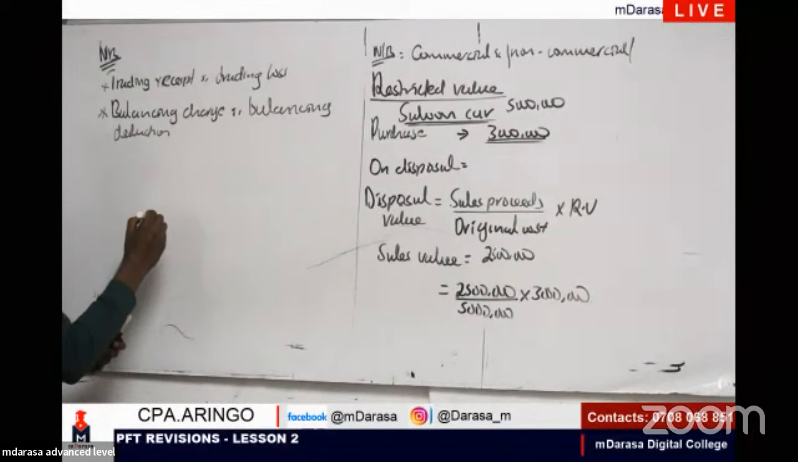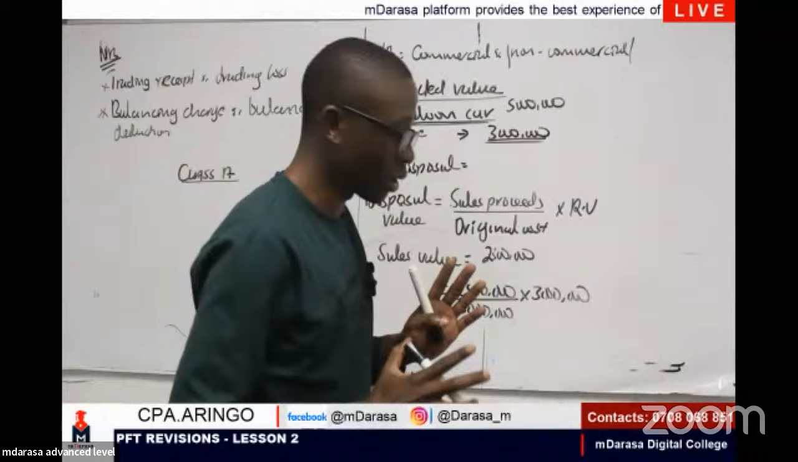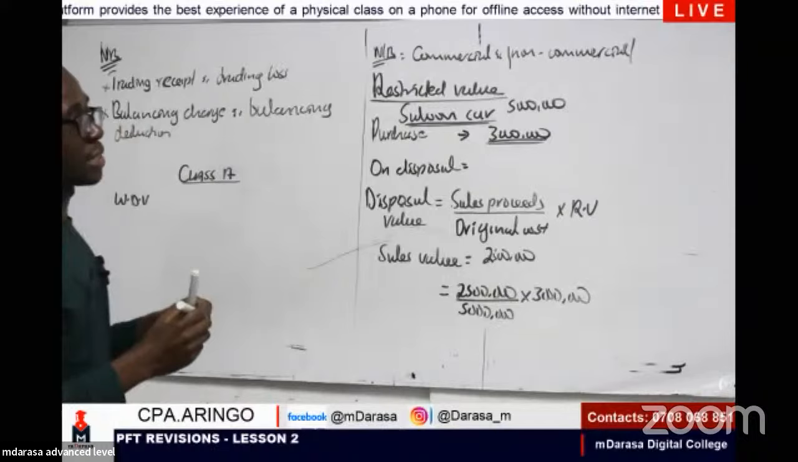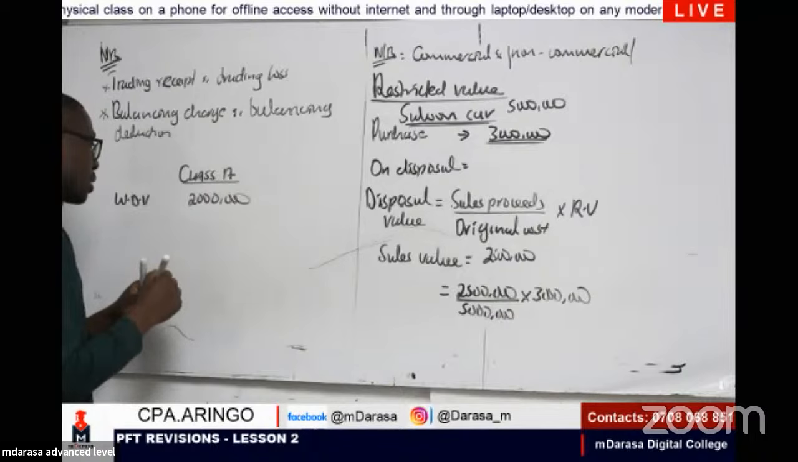At this point, I am having items in class A, for example. First of all, understand. So at this time, my book value, the written down value of these items, that is, the balance brought down plus all the additions, assuming I'm having a written down value of 2 million. I don't know why today I've used 2 million a lot.